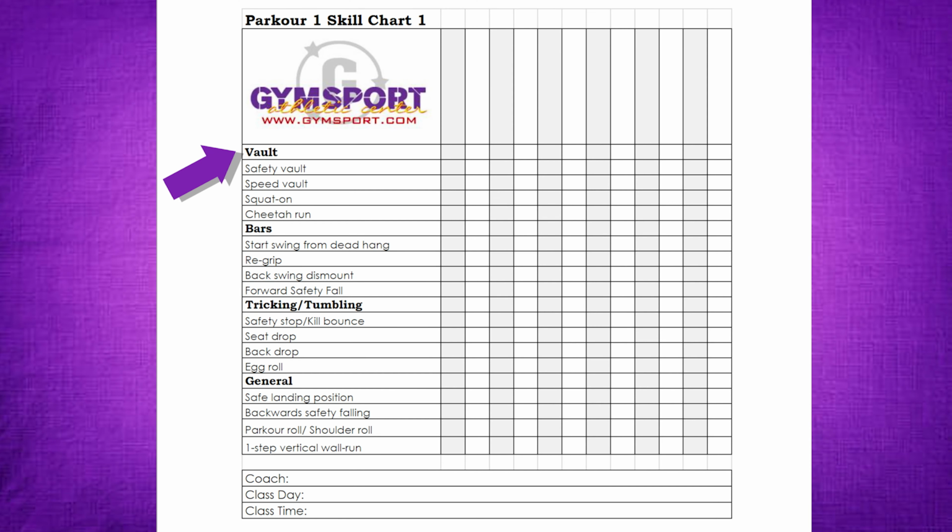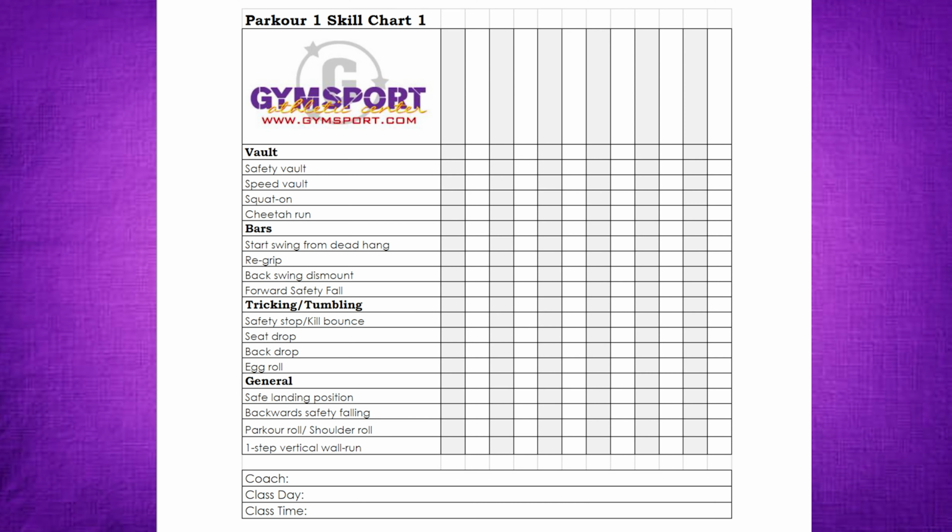Moving down the skill chart, you'll see the first text in bold. This text is used to describe the category of skills listed underneath it. Listed underneath the bold text are the individual skills that you're going to be coaching. Looking to the right of these skills, you'll notice some unfilled boxes. The long boxes at the top are going to be used to fill in your students' names, and the smaller boxes that are listed next to the individual skills will be checked off once the student completes the skill.